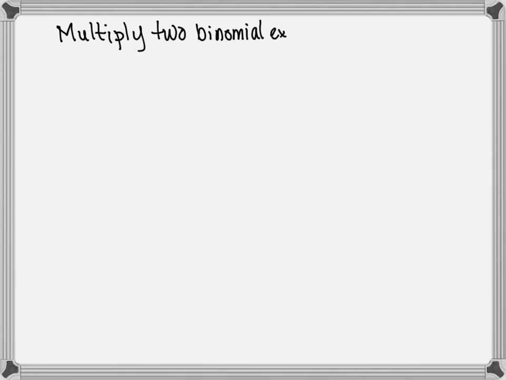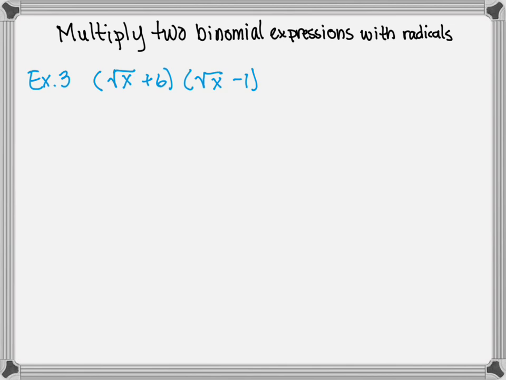Okay, let's multiply two binomial expressions with radicals. For example, the square root of x plus 6 times the square root of x minus 1. We're going to distribute. So I could take the square root of x times the square root of x. That would be x. The square root of x times negative 1 is negative 1 square root of x. 6 times the square root of x is positive 6 square root of x. 6 times negative 1 is minus 6.